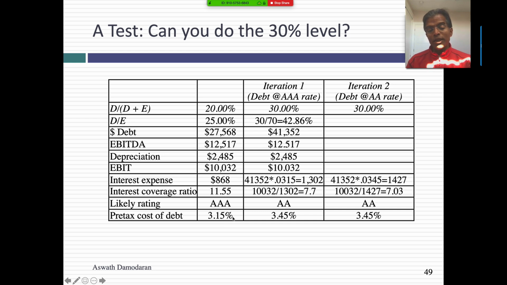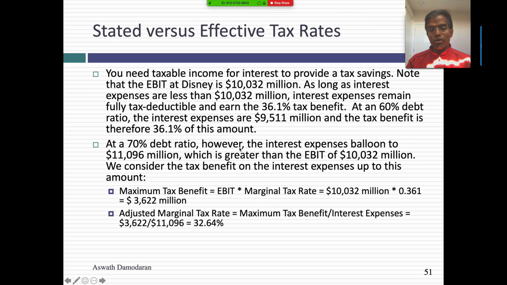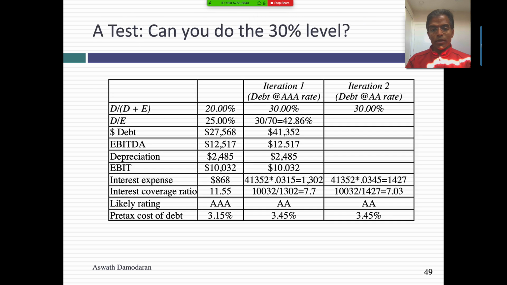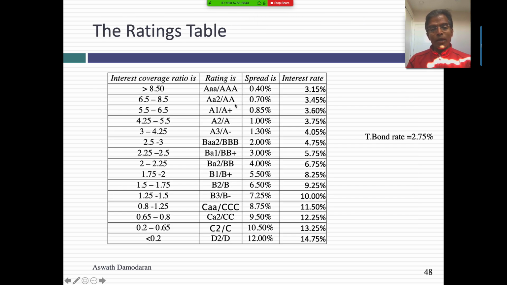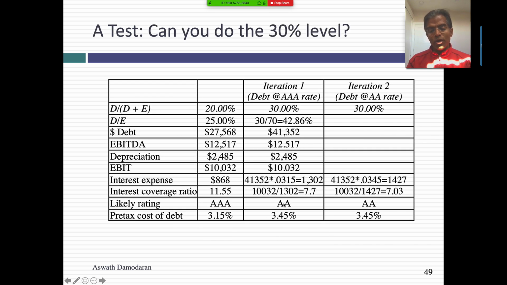When I tried to compute the interest expense, I didn't have an interest rate yet for my dollar debt. So I used the interest rate from the 20% level, which I already knew, 3.15%. 3.15% of 41,352 is 1,302. You divide the 10,032 by 1,302, you get an interest coverage ratio of 7.7. Now, if you look back at the previous page, at a 7.7 interest coverage ratio, my rating is AA. So I put in a AA rating and a 3.45% cost of debt. Do you see what my problem is? The interest expense I computed with the 3.15% rate, but I'm ending the process by saying, no, I changed my mind. The interest rate should really be 3.45%.